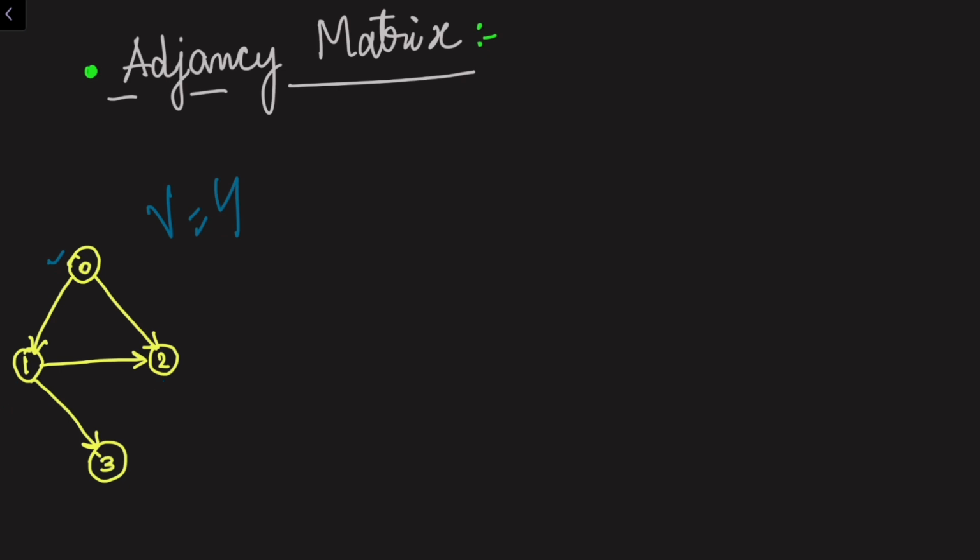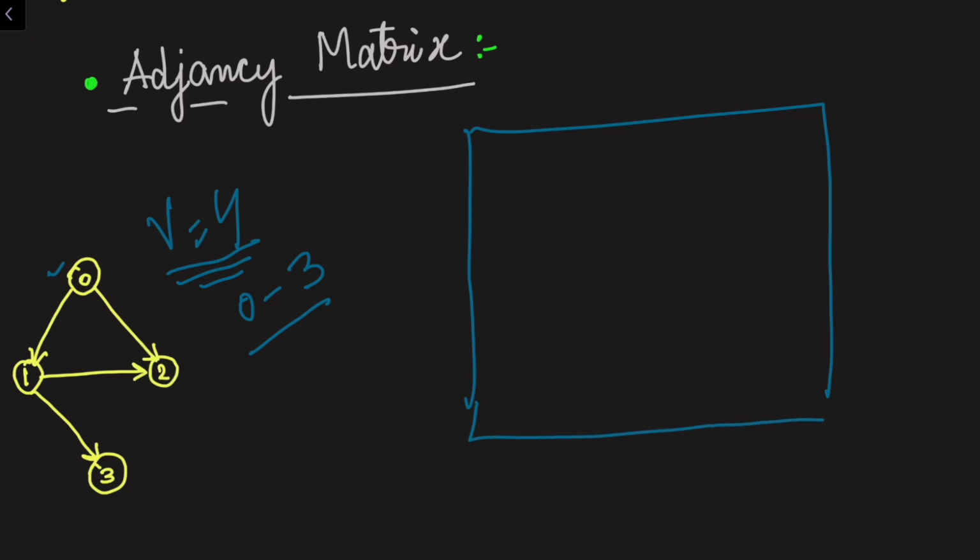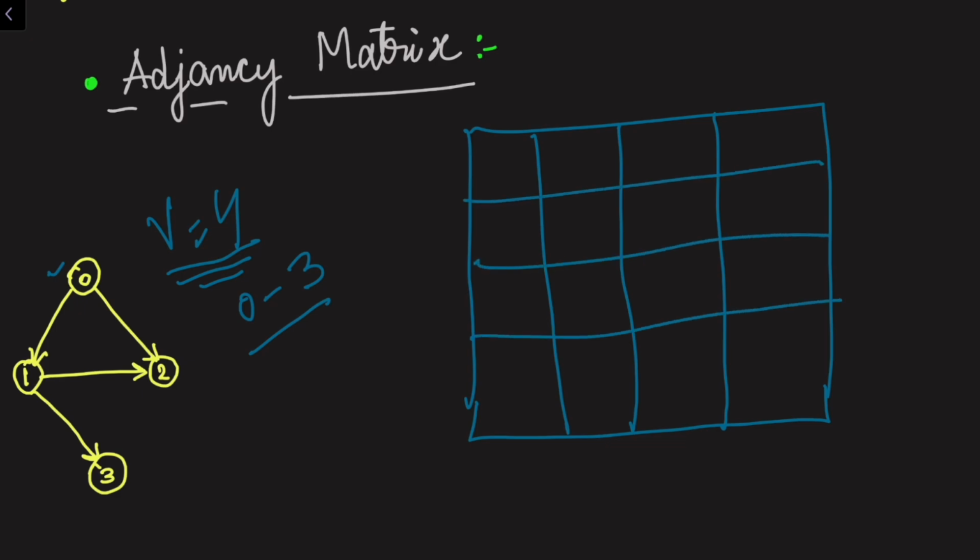How do we draw the adjacency matrix? For vertices equal to 4, we are going to draw a matrix ranging from 0 to V minus 1, which is 0 to 3. So we will draw a 2D matrix like this: 0, 1, 2, 3 across the top and 0, 1, 2, 3 along the side. This will be a V cross V matrix. Now how do we represent this graph in this matrix?